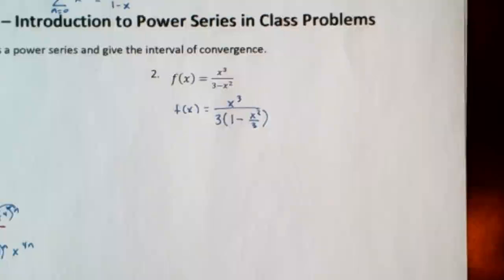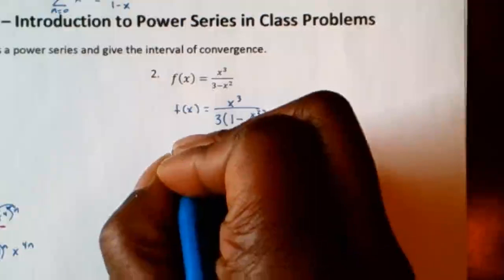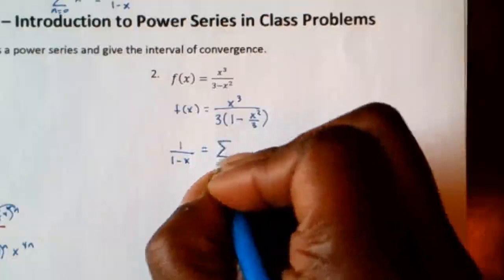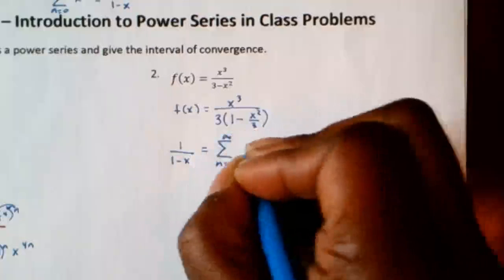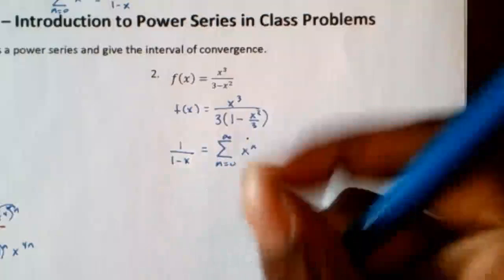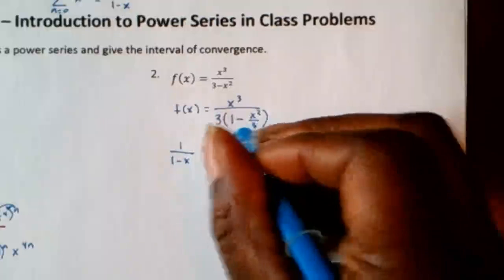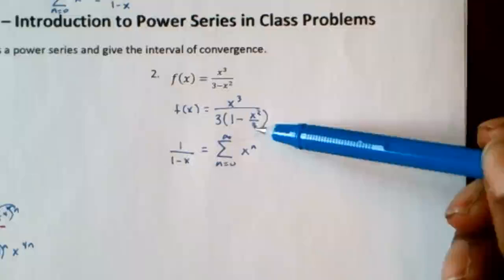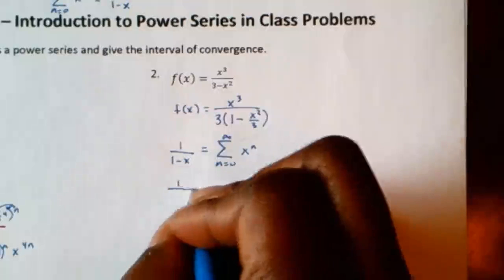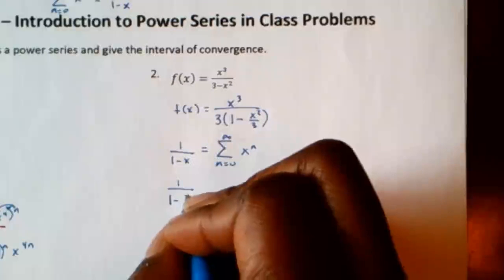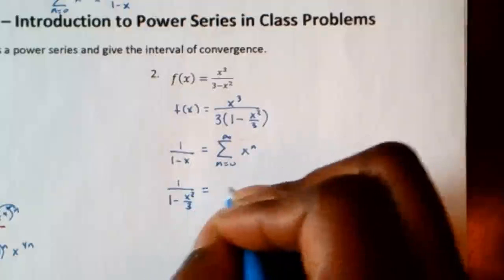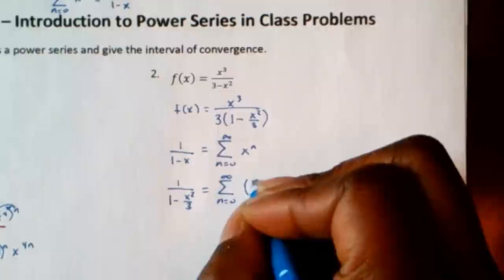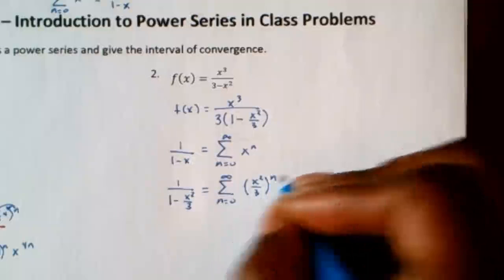Alright, so once I have it in the correct form, again, I'm going to start building my sequence using my original geometric. Once I have that original geometric, I build it out. So again, I'm going to start with this whole 1 minus x squared over 3. And so that means everywhere I see the x, I'm going to put x squared over 3. And that means when I write my summation, same thing, wherever I see the x, I'm going to replace it with x squared over 3.